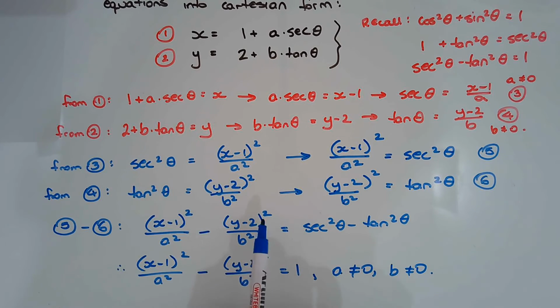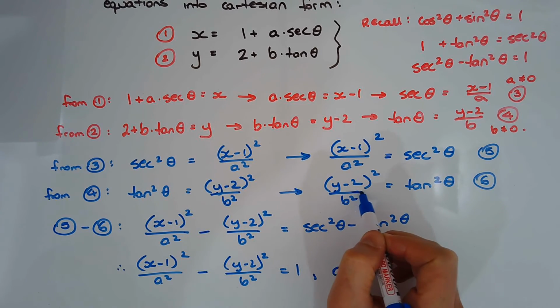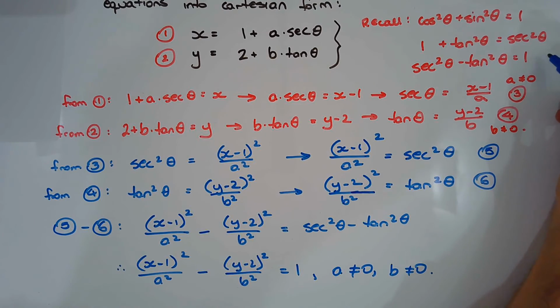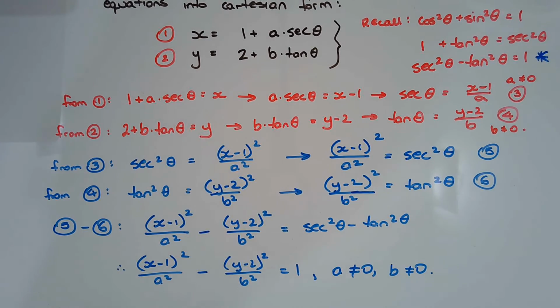Just swapping both sides around, we end up with y minus 2 all squared over b squared. I might just draw that vinculum a little bit longer there. y minus 2 all squared over b squared is equal to tan squared theta. So now I've got it in a form where I can eliminate sec squared theta and tan squared theta by subtracting one from the other. This is based on this Pythagorean identity here.